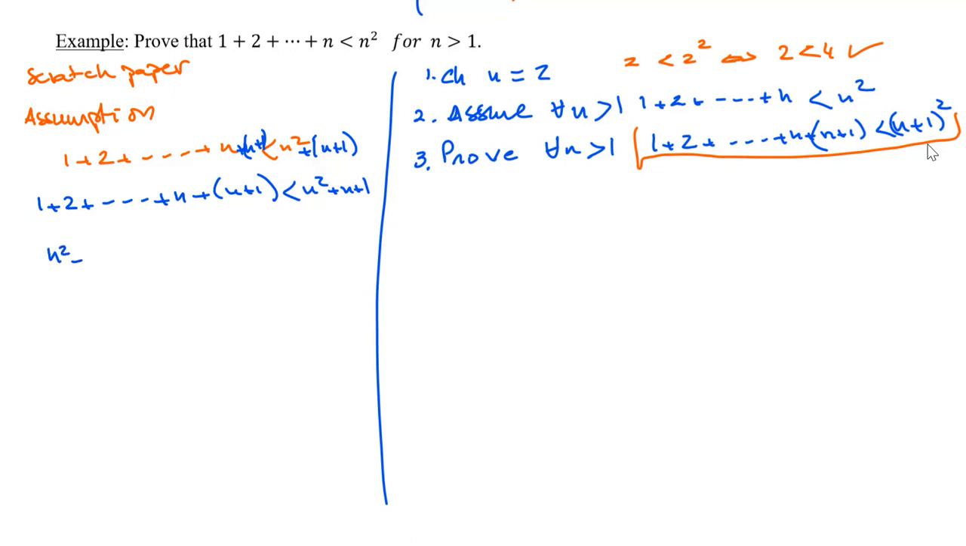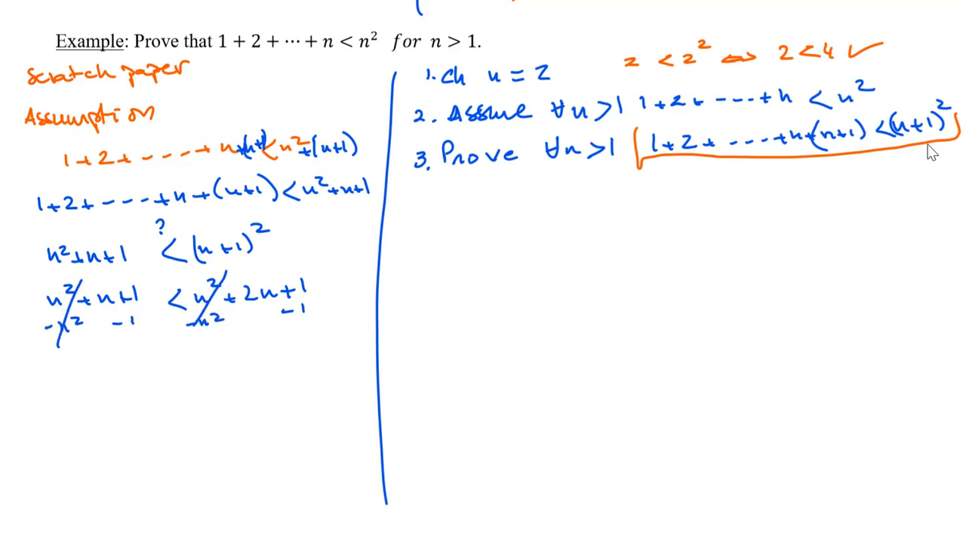So n squared plus n plus 1, is it really less than n plus 1 quantity squared? So we know that n squared plus n plus 1 is less than n squared plus 2n plus 1, right? So as we could see, if we subtract n squared, we're going to end up with n is less than 2n, which is true. N is less than 2n, right? Or even you could say that 1 is less than 2 if I divide by n on both sides. So from here I would start.